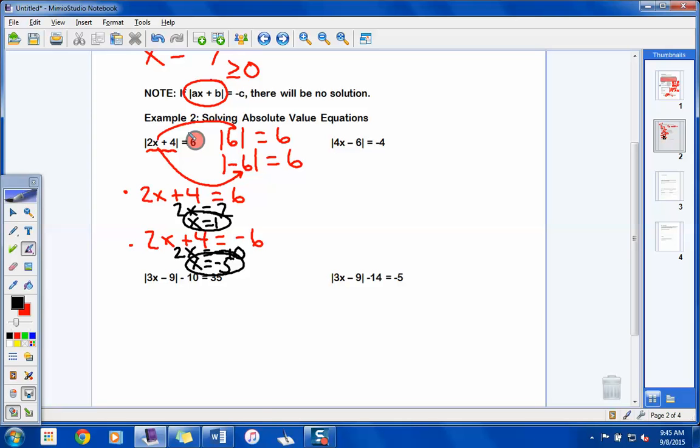Okay? So take a look at the equation to the right. Absolute value of 4x minus 6 equals what? Negative 4. Is there a red flag going up anywhere? What's the problem here? It's negative. You're going to take the absolute value of something that we don't know, and it's going to turn out negative.